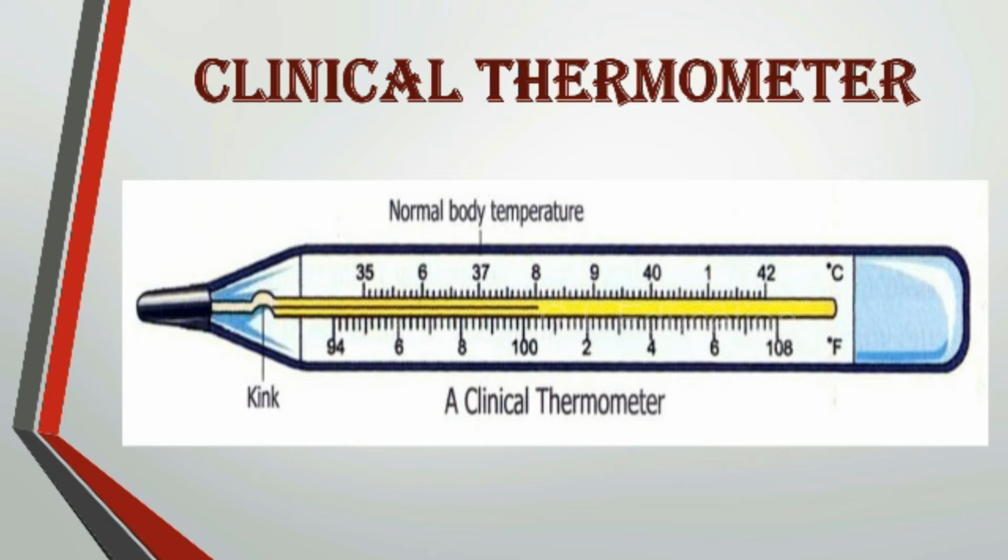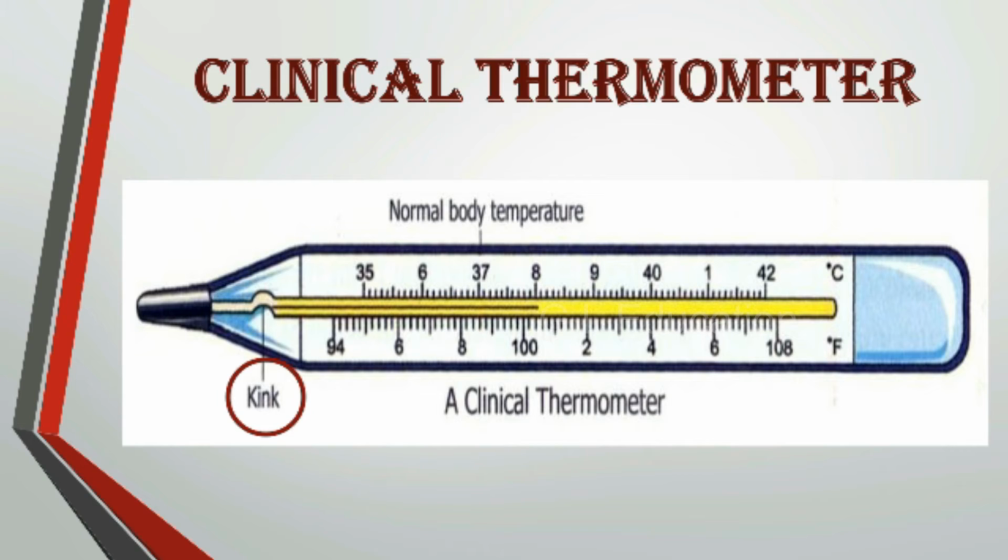All the thermometers have a kink. Students, see the picture. There is a slight curve in the center bulb that is called a kink. Kink is used to prevent the mercury from flowing back into the bulb when the thermometer is taken out of the patient's mouth. When the thermometer is taken out of the patient's mouth, there is a chance the mercury level may get down.